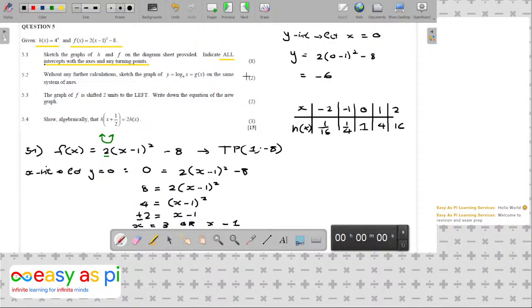Now, remember, this is related to functions and inverses. Have a think about it. And then they say the graph of f is shifted 2 units to the left. Write down the equation of the new graph.